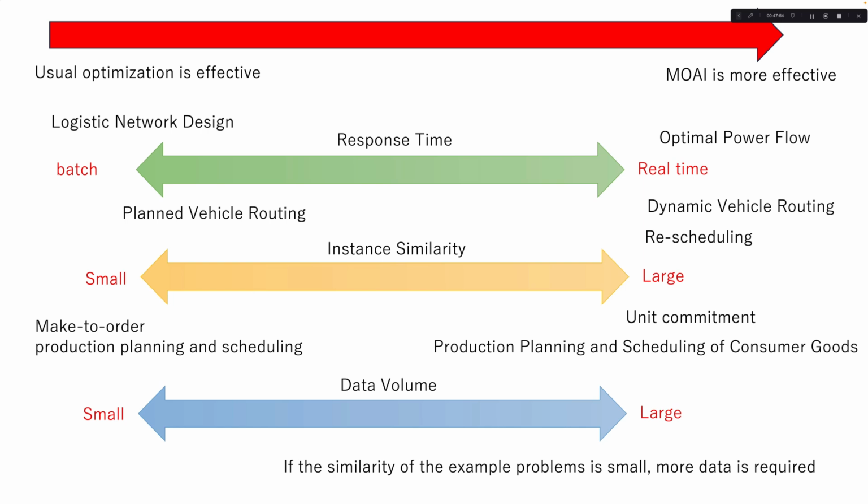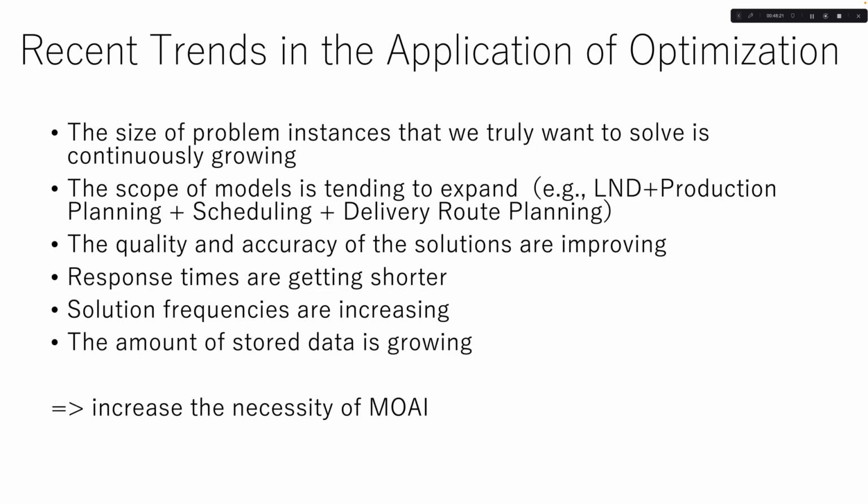MOAI approach. From the perspective of problem instance similarity, production planning for made-to-order products is more suitable for conventional optimization due to low similarity, whereas production planning for consumer goods and unit commitment problems in power generation are more suited to MOAI due to high similarity. The amount of data varies depending on the target company, but generally, when problem instance similarity is low, more data is required. Let me touch on recent trends in the application of optimization.